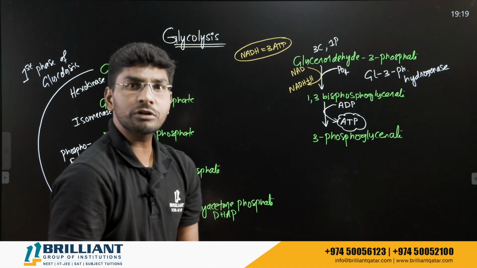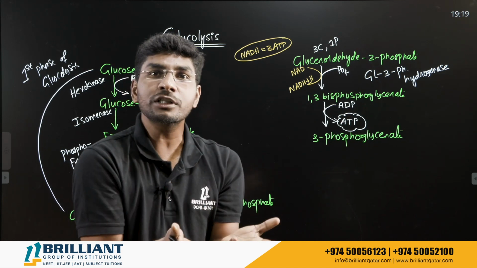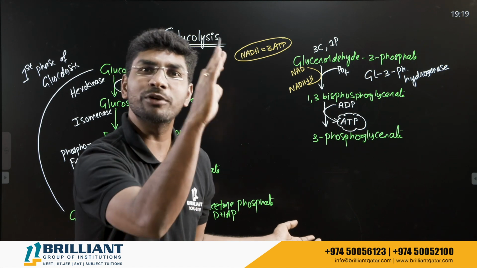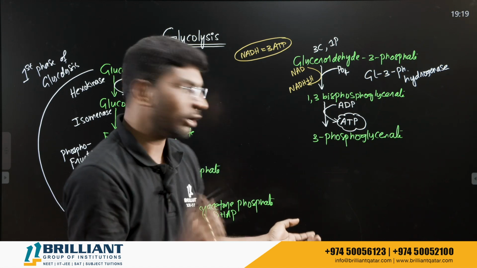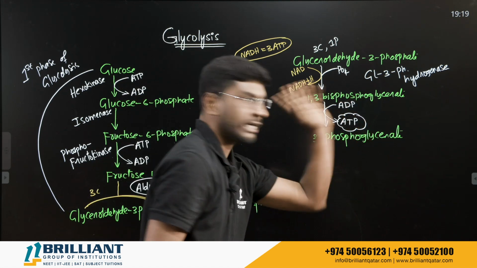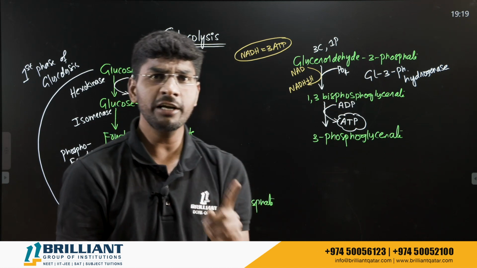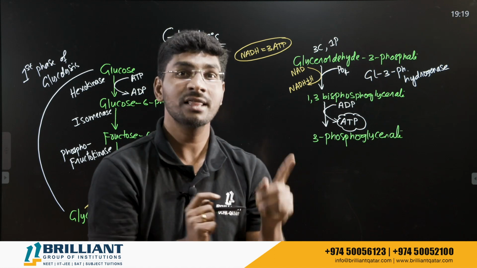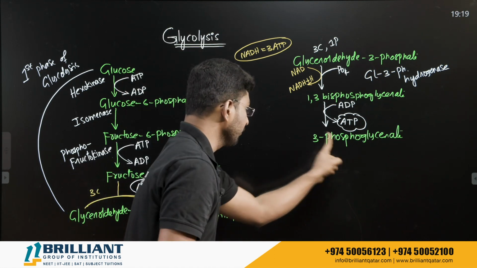Sir, why did you remove that bisphospho? That means 2 phosphates were there. We used the bisphosphate. Now 2 phosphates are not there, so I removed the bisphosphate. So simply what am I calling it? 3-phosphoglycerate. Question: 3-phosphoglycerate has how many phosphates? 1 phosphate. On which carbon? Third carbon. So we call what?